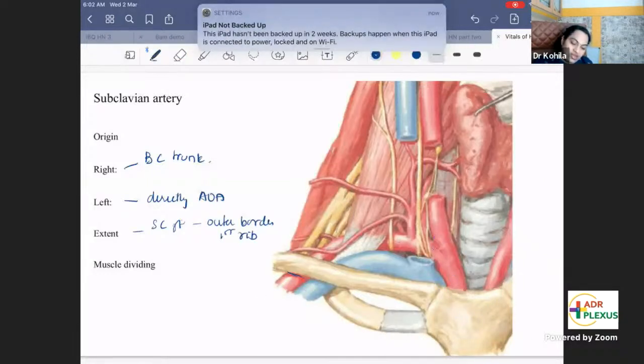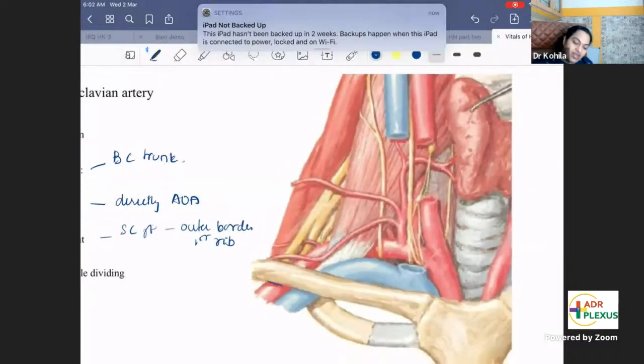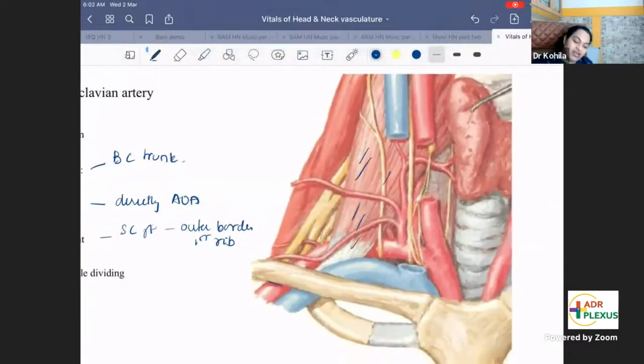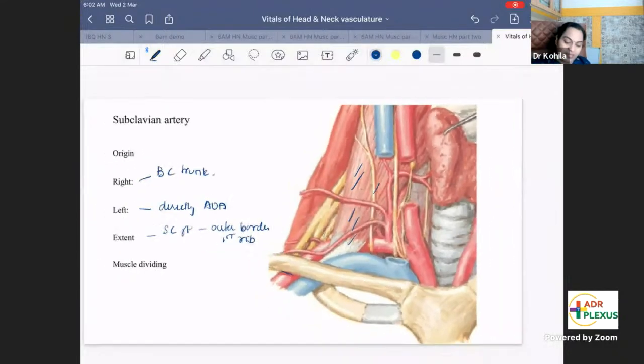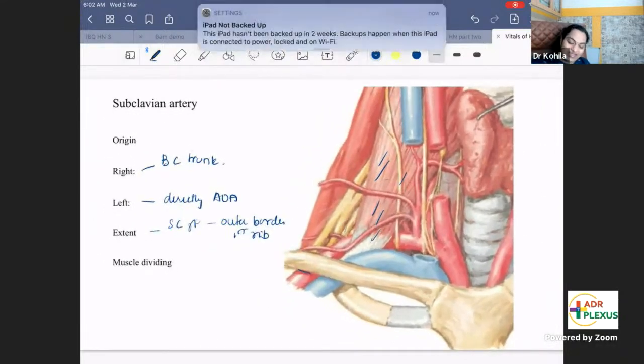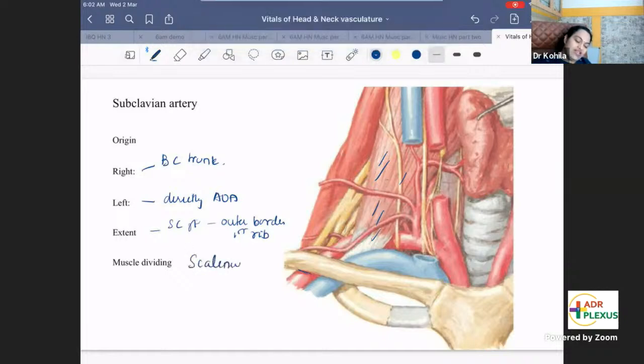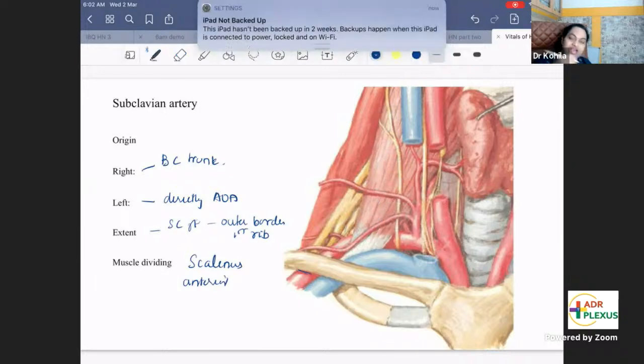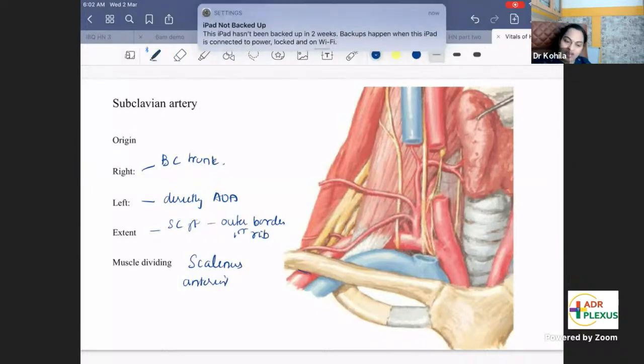Can you see this muscle dividing the subclavian artery here, anterior to the subclavian artery? Can you tell me what muscle it is? This is a very important image, guys. Whatever is seen in this image, you should be able to identify. Very good, Dr. Vignesh. That's the scalenus anterior. And there is a nerve running anterior to it. The nerve running anterior to the scalenus anterior has been asked in your previous question. Can you identify this nerve?